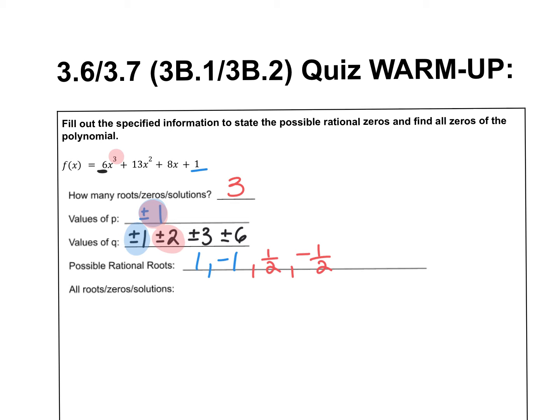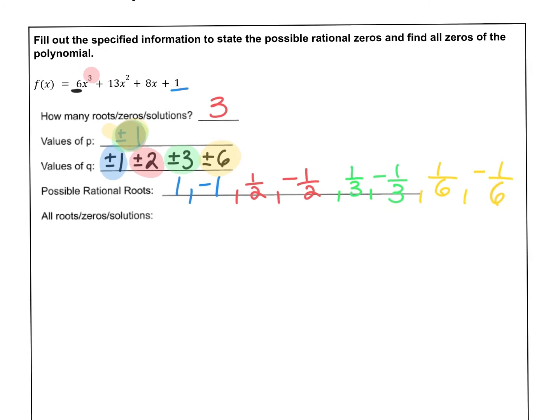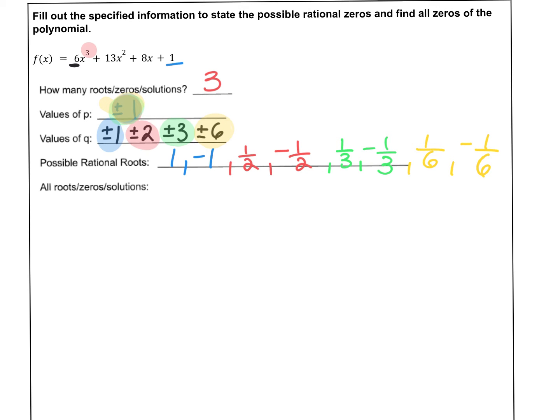Okay, we keep going. Now we're moving on to the 3. So 1 over 3 is just going to be a positive and negative 1/3. And last but not least, we've got 1 over 6. So 1/6 and negative 1/6. So again, it's just simplifying that fraction, finding all the possibilities.